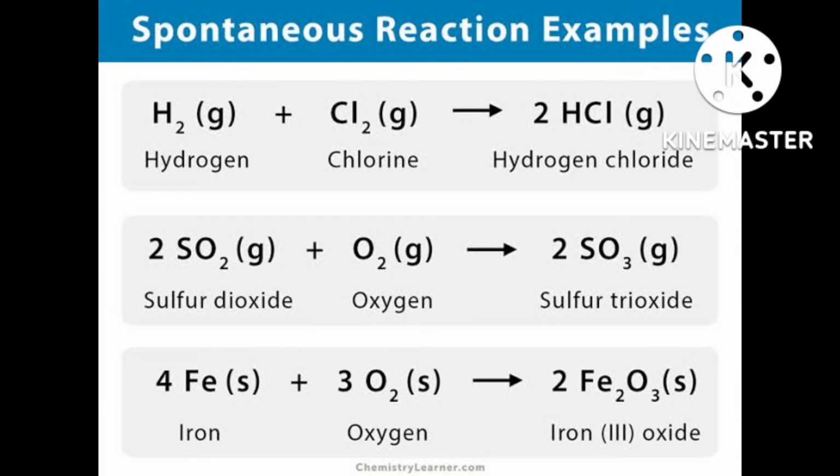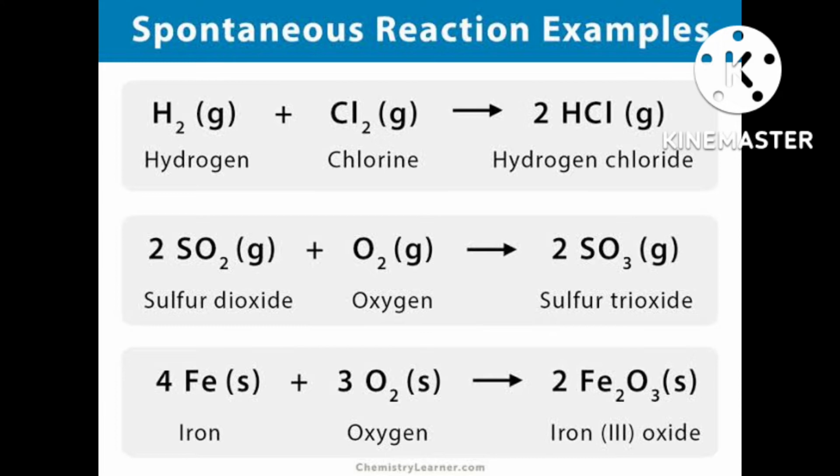So spontaneity means having the potential to proceed without the assistance of an external agency. Again, spontaneity means having the potential to proceed without the assistance of an external agency. However, it does not tell about the rate of the reaction or process.